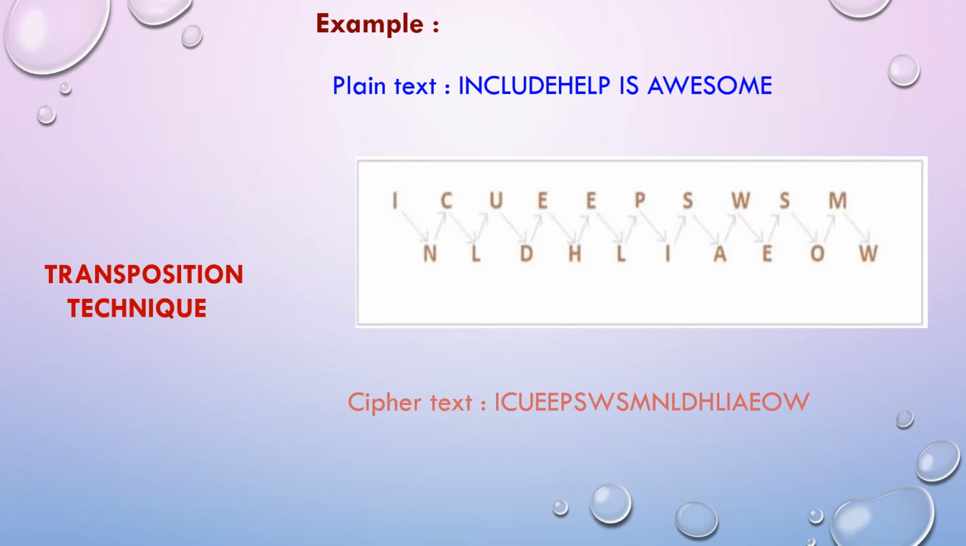So using the rail fence technique, the plain text "include help is awesome" will be converted into the ciphertext of I, C, U, E, E, P, W, S, M, N, L, D, H, L, I, A, E, O, E. So finally you get the ciphertext equivalent of the plain text.